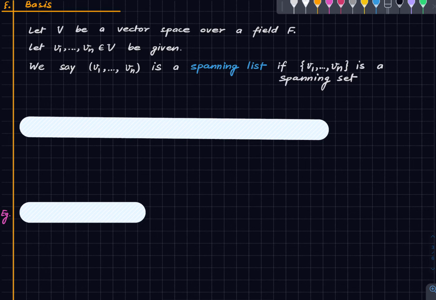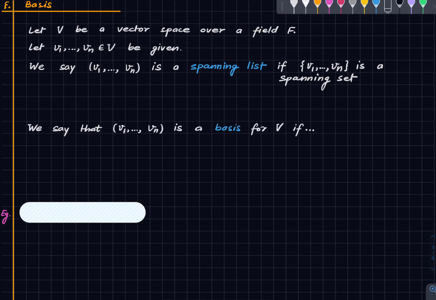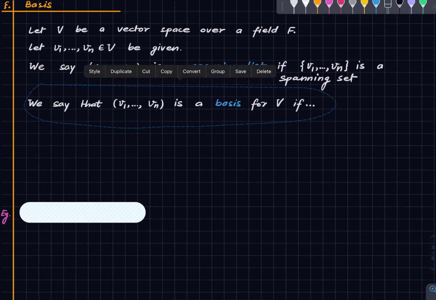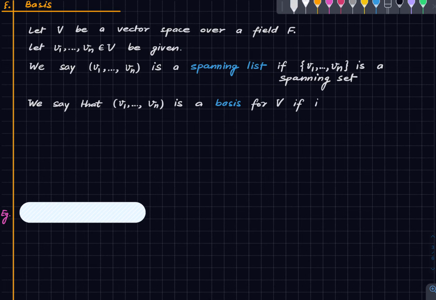So we will use the notion of a spanning set and the notion of a spanning list, but they are only superficially different. All right, and now we can define what is a basis. So we say that this list of vectors is a basis if two things happen. If it is a spanning list, first of all, if it is a linearly independent spanning list.